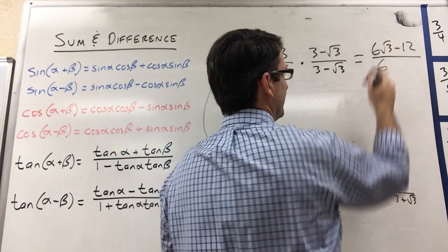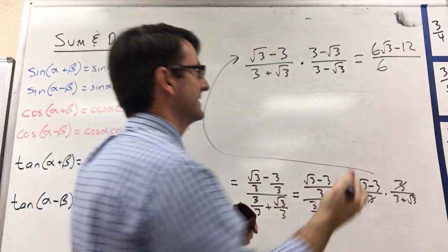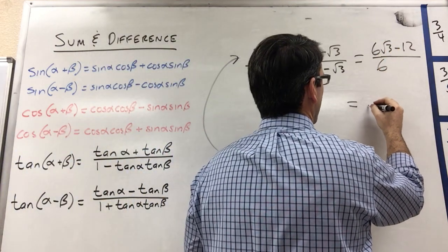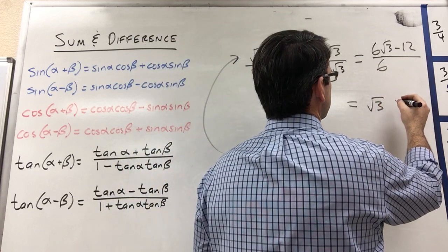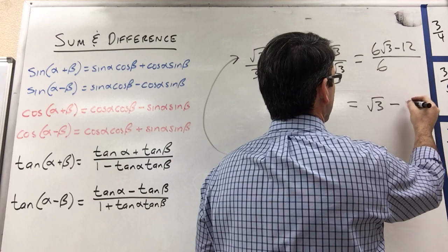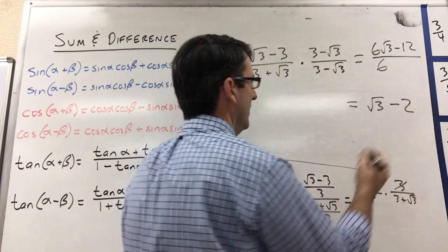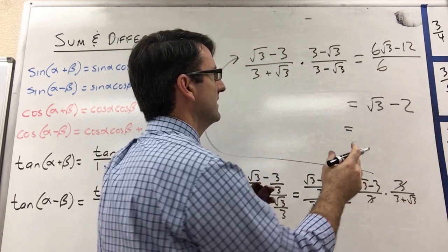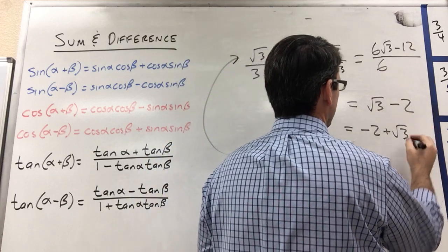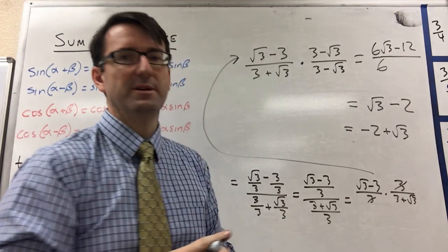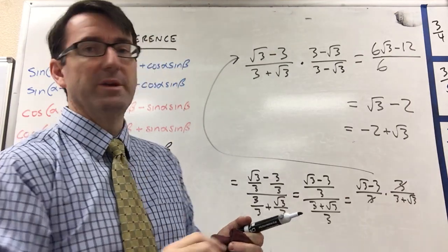And now we can divide this top by 6. And so what we get is the square root of 3 minus 2. Or it may also be written negative 2 plus the square root of 3. So either one of those answers would be correct for this one.